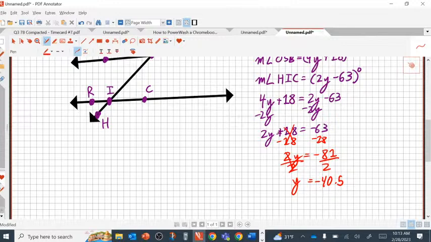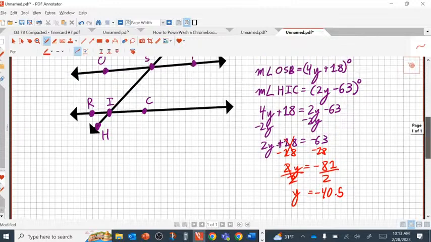But if your values here are negative, your angles are negative, that's going to be a problem, which I think is going to happen, because 4 times negative 40.5, we got to do this guy.